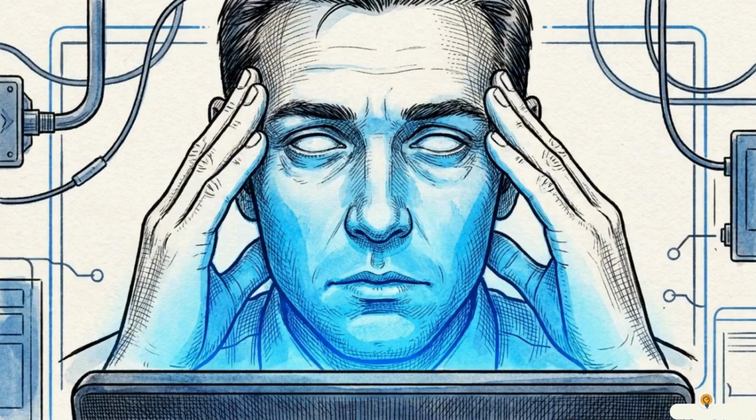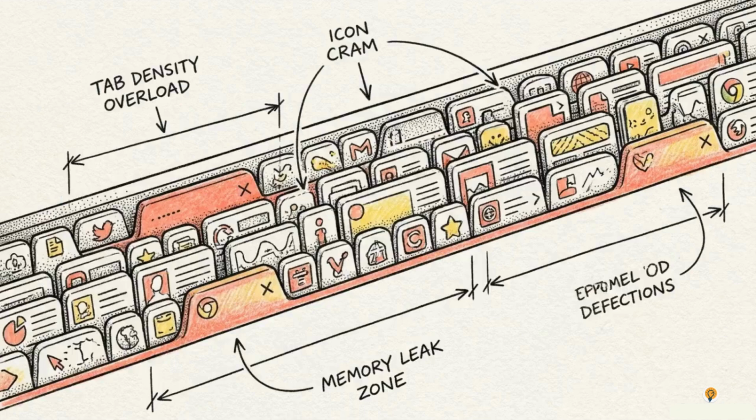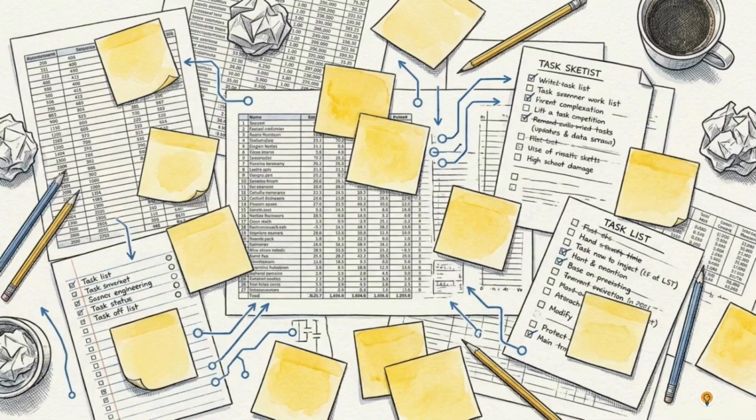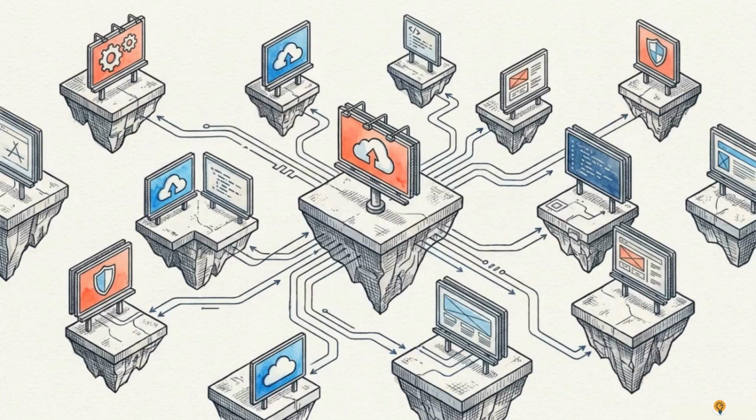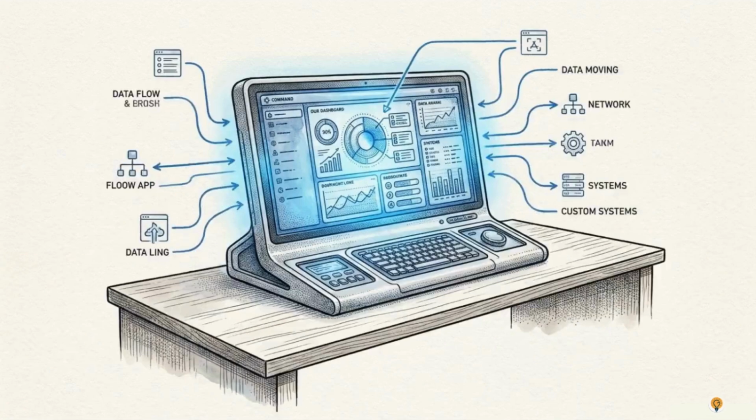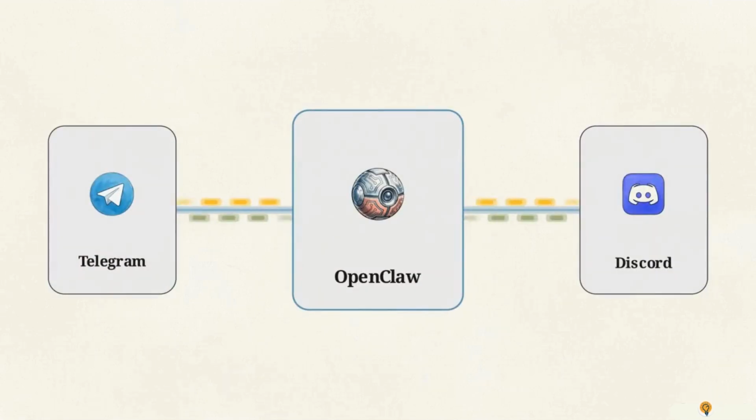The average knowledge worker loses hours every week, toggling between dozens of browser tabs, disconnected project management tools, and sprawling messaging apps. Information is fragmented across a landscape of SaaS platforms that rarely communicate. OpenClaw centralizes that sprawl. It functions as a locally hosted control plane that connects directly to the messaging apps you already use, like Telegram or Discord.